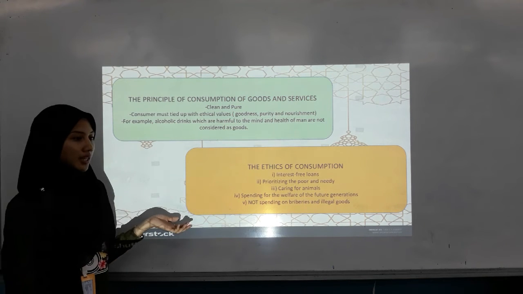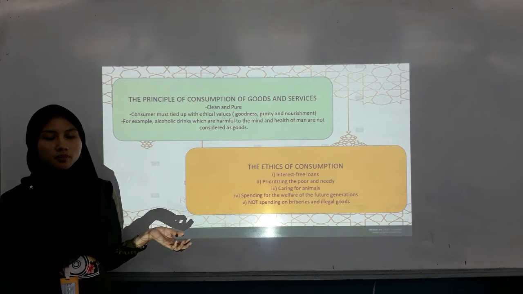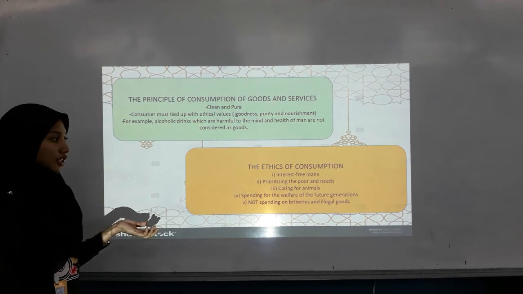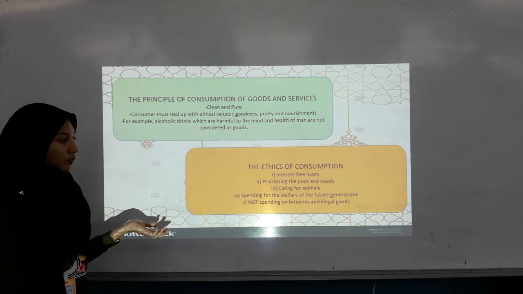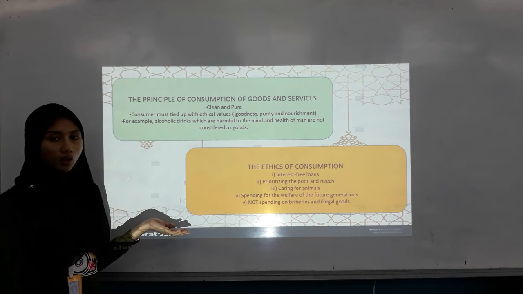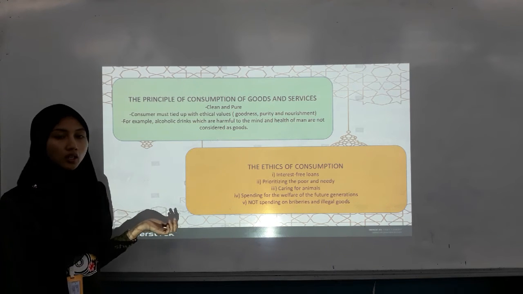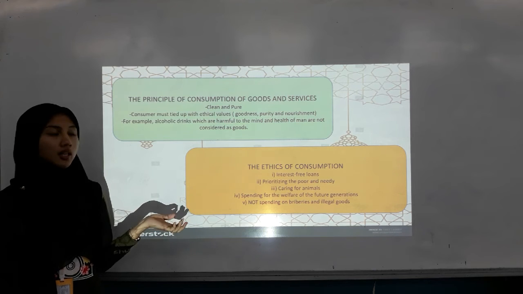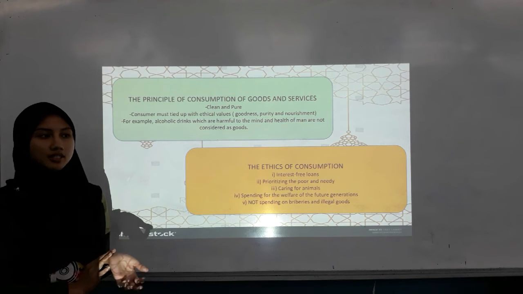And the fourth one is the ethics of consumption. It must include interest-free loans, prioritizing the poor and needy, caring for animals, spending for the welfare of future generations, and not spending on bribery and illegal goods such as gambling.